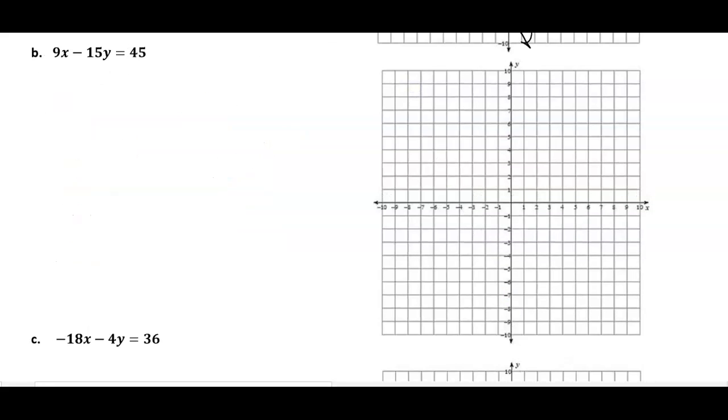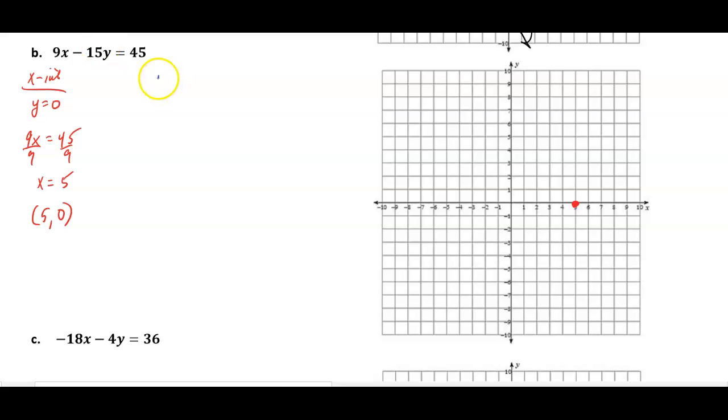Do another example. Standard form: 45 divided by 9 is good. 45 divided by negative 15 is good. So now I move on to the intercepts. Find the x-intercept. I'm going to let y equal 0. So right away, guys, think about it. If I let y equal 0, I'm basically going to cross this out. And I'm going to get 9x equals 45. Now I can solve for x. X equals 5. Ordered pair, x is 5, y is 0. Plot 5, 0.